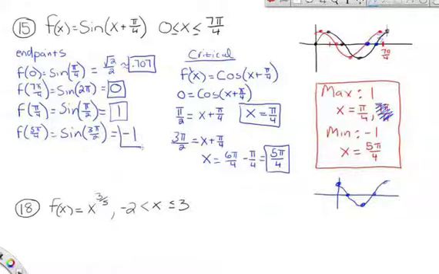So, as we sort of knew from the beginning, my endpoints are not the min or maximum. I have a value of 1 and I have a value of negative 1. And so the maximum is 1 at pi over 4, and then the minimum is negative 1 at 5 pi over 4, excuse me.